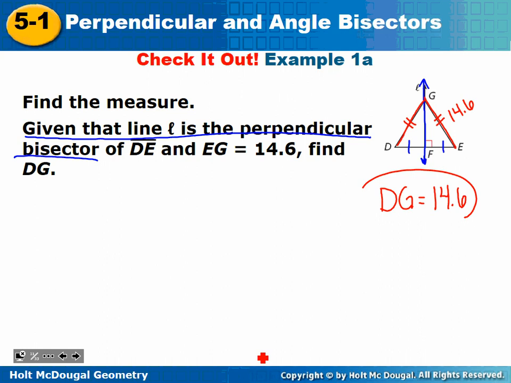So like I said, the math part, the actual solving is not going to be hard. It's just, do you understand what you have in your picture? Can you understand the markings? Do you know what you can say is congruent? And if you do, then the math behind it's really easy. Any questions on perpendicular bisector theorem? Okay, let's move on to the next one.